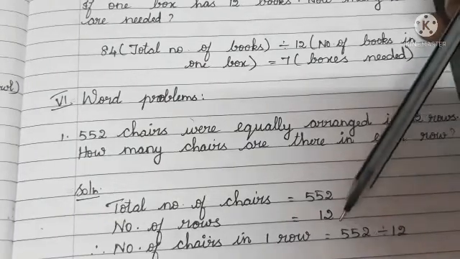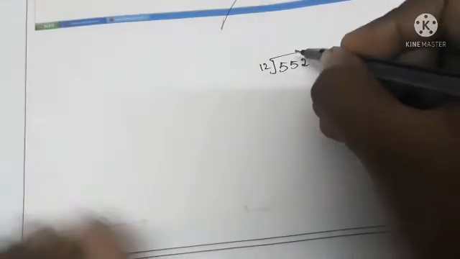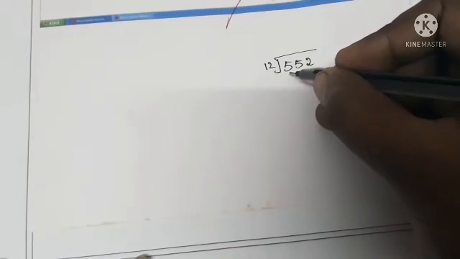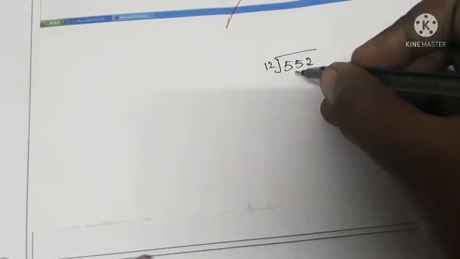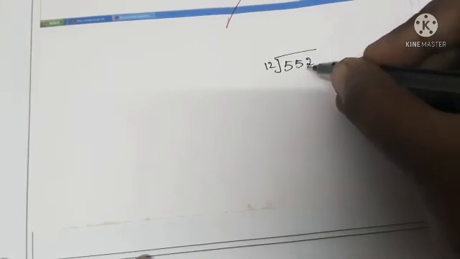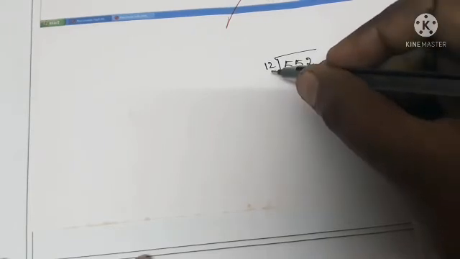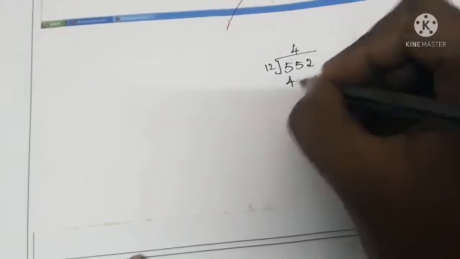When you divide 552 by 12, first in the hundreds place value we have 5. It's not possible to divide 5 by 12, so we have to take the next place value together. In the hundreds place we have 5 and in the tens place we have 5, so now we have 55. In 55 how many 12s are there? 4 twelves, 4 into 12 is 48.